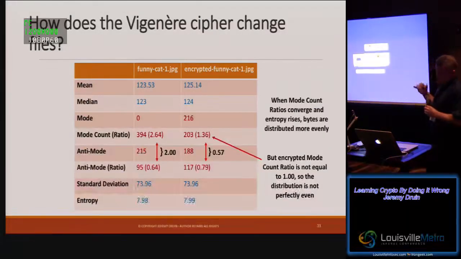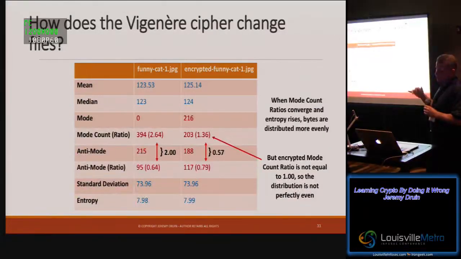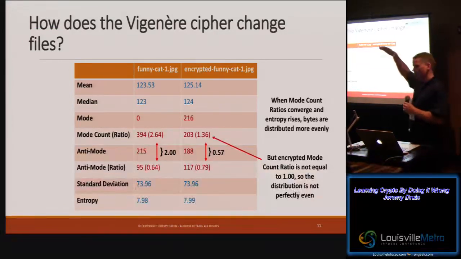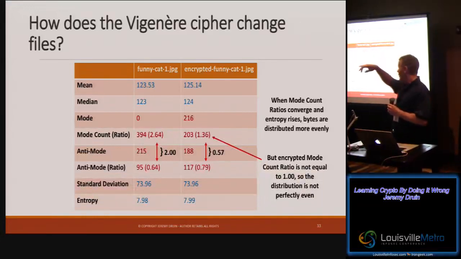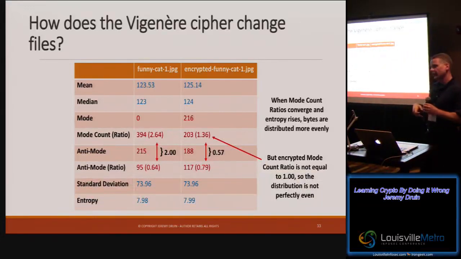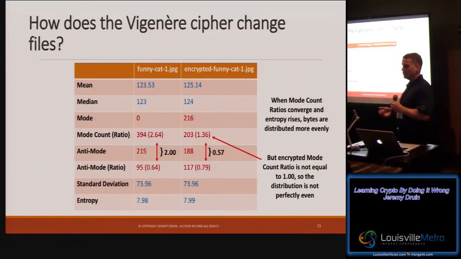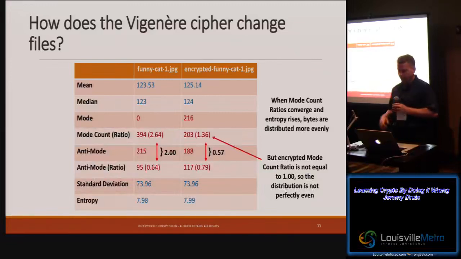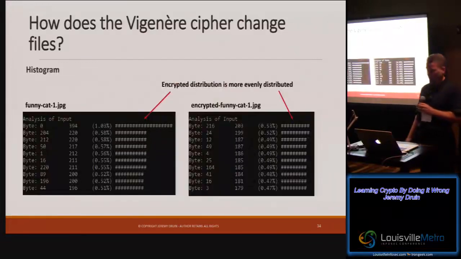You know, on average, if everything was even. And in this case, what we see is that the mode count ratio was actually 2.64, so it's not 1-to-1. The mode count ratio is way off. It's really, really high on the unencrypted files. But it dropped all the way to 1.36 on the encrypted files. So Vigenere is actually taking it from like 164% overage down to a 36% overage. So it is, in fact, smoothing things out.